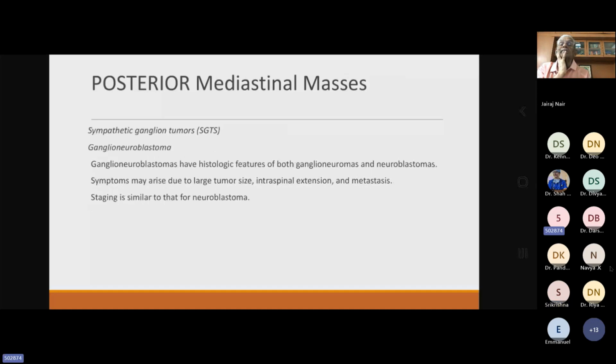Sympathetic ganglion tumors, ganglioneuroblastomas, have histological features of both ganglioneuromas and neuroblastomas. Symptoms may arise due to large tumor size, intraspinal extension, and metastasis. Staging is similar to that of neuroblastoma.